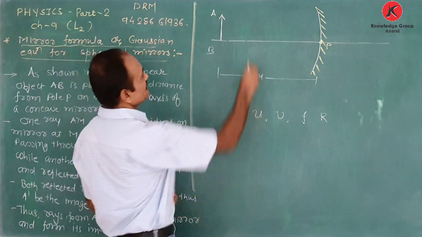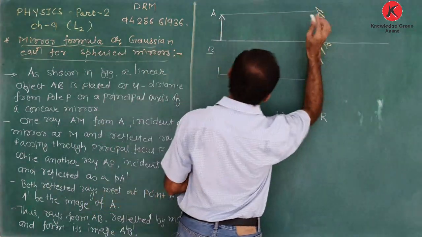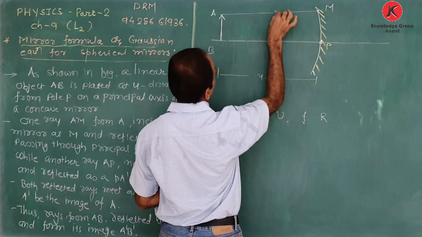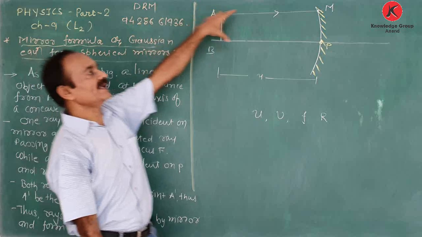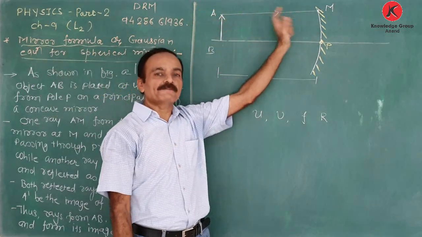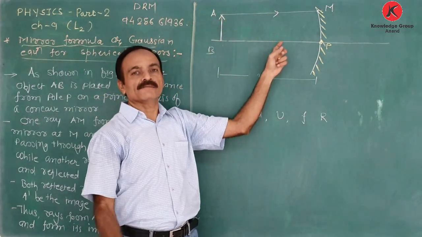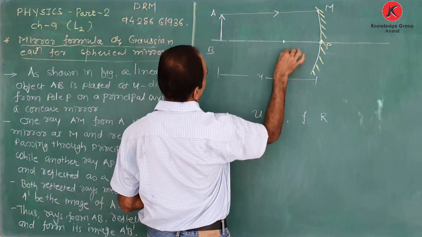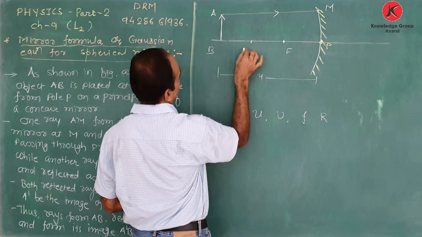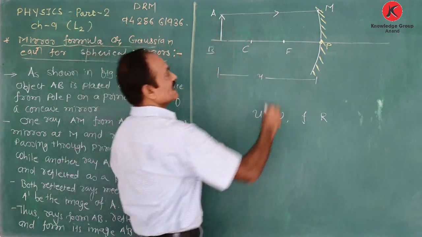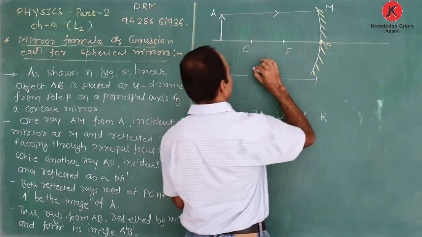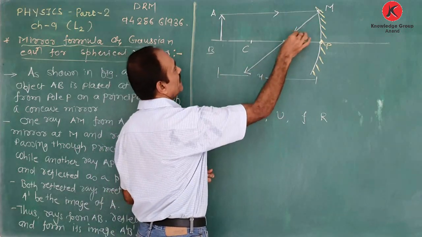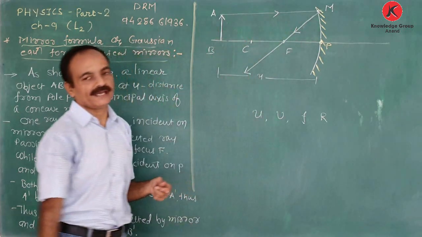One ray is parallel to the principal axis, incident at point M of the mirror. Here, a parallel ray after reflection always passes through the principal focus of the mirror. There is the principal focus F, and there is C. So after reflection, this ray must pass through the principal focus. So that is the reflected ray of incident ray AM.